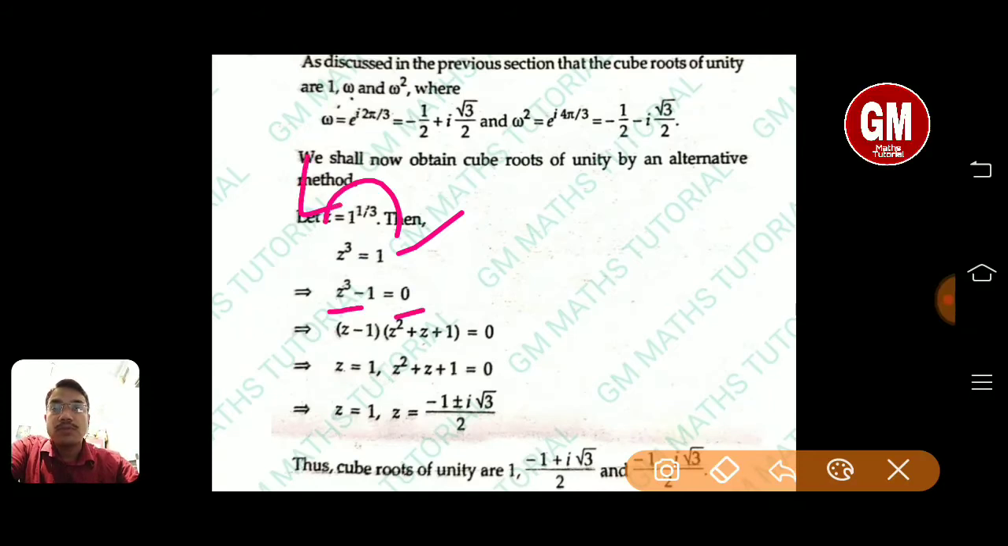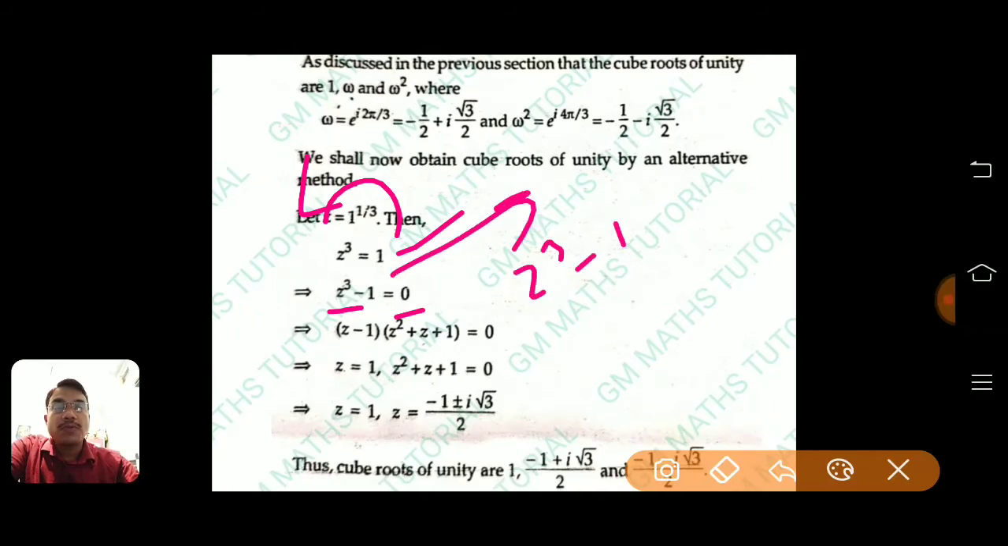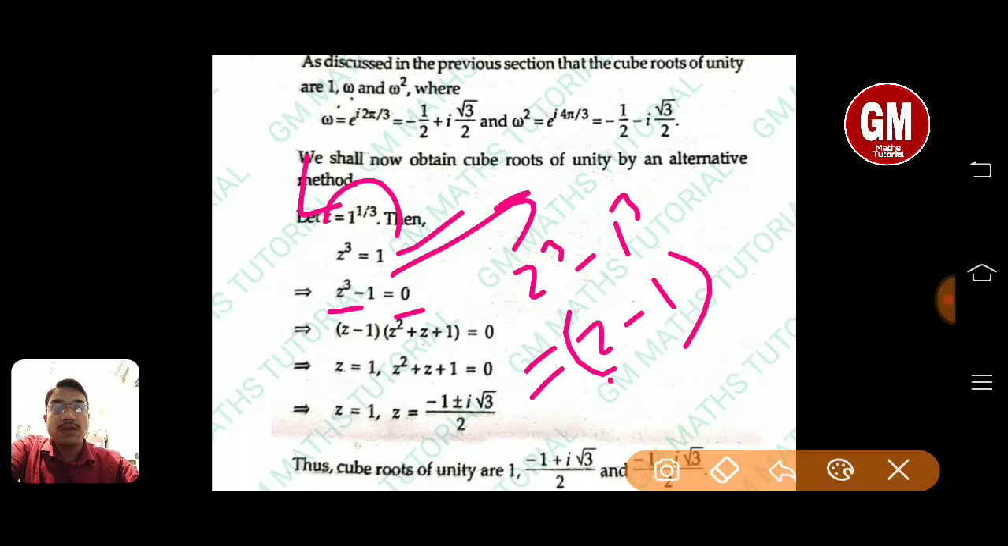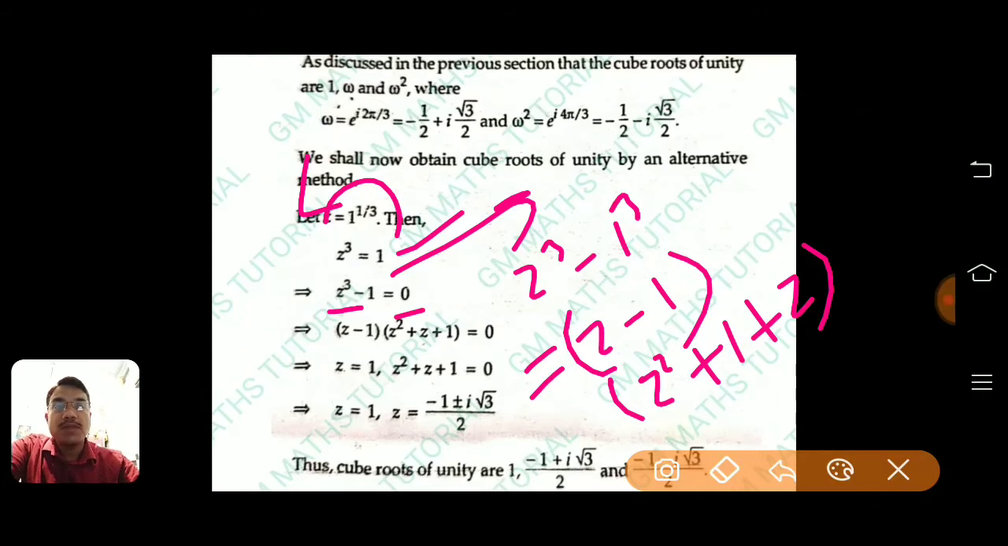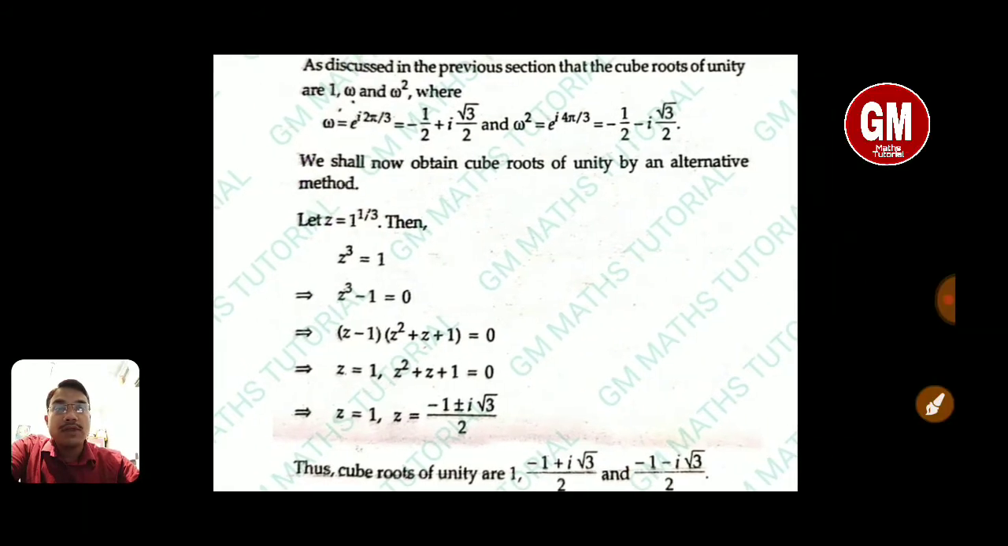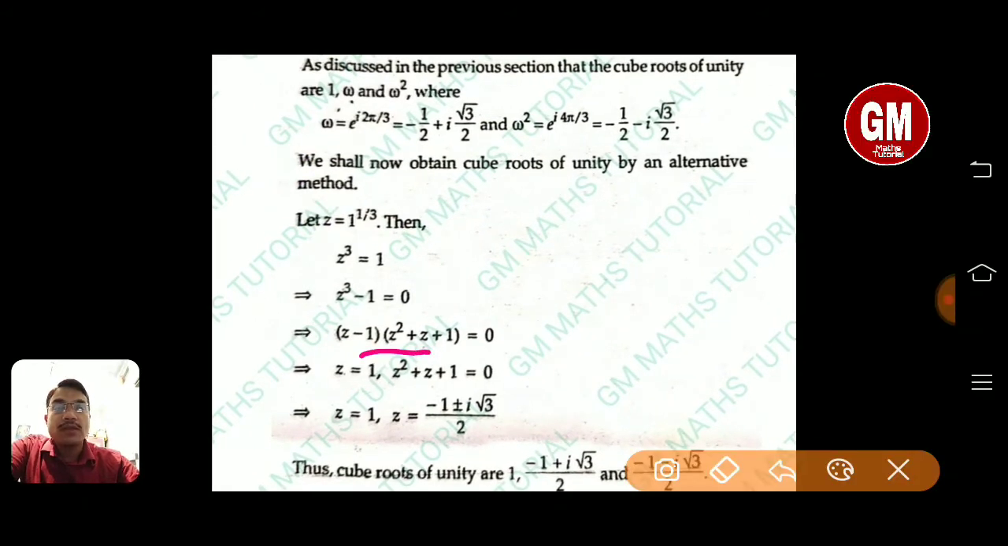Okay? And we know z cube minus 1 cube by the formula, what is the formula of a cube minus b cube? It is (a minus b) into (a square plus ab plus b square). So z minus 1 into z square plus z plus 1. So after that we get (z minus 1)(z square plus z plus 1) is equal to 0.